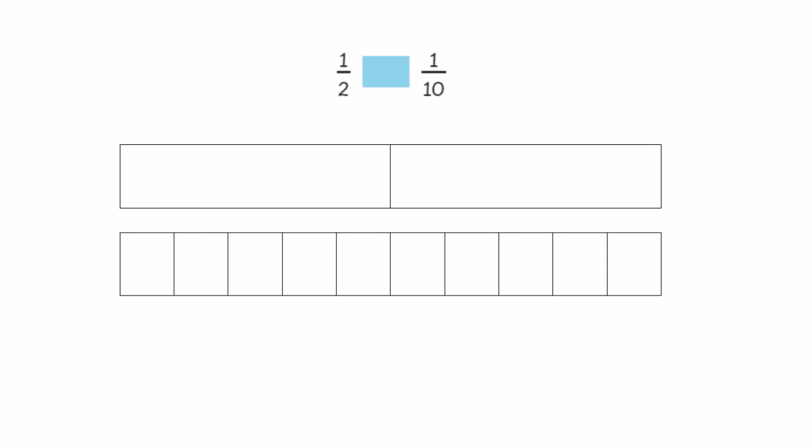When I'm shading 1/2, I need one of those two pieces. So the top bar now shows me 1/2. If I'm going to shade 1/10, I need to look at one of those 10 pieces. So the bottom bar now shows 1/10. Can you tell me which fraction is greater?